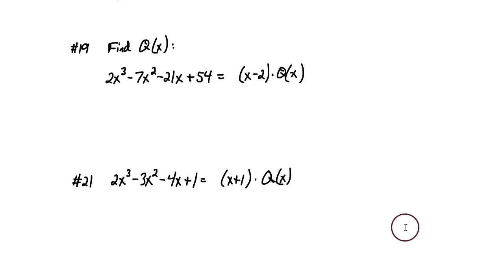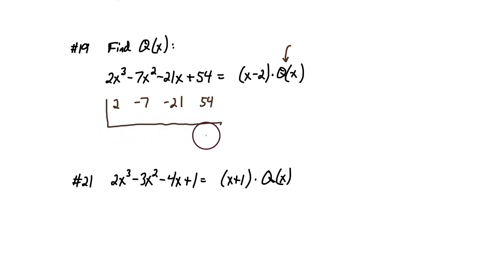Number 19, find this part right here. Well, this kind of fits the pattern we were using earlier. Let's use synthetic substitution again. We have 2, negative 7, negative 21, and 54. What's the value of r? It's a 2. So put in a 2.